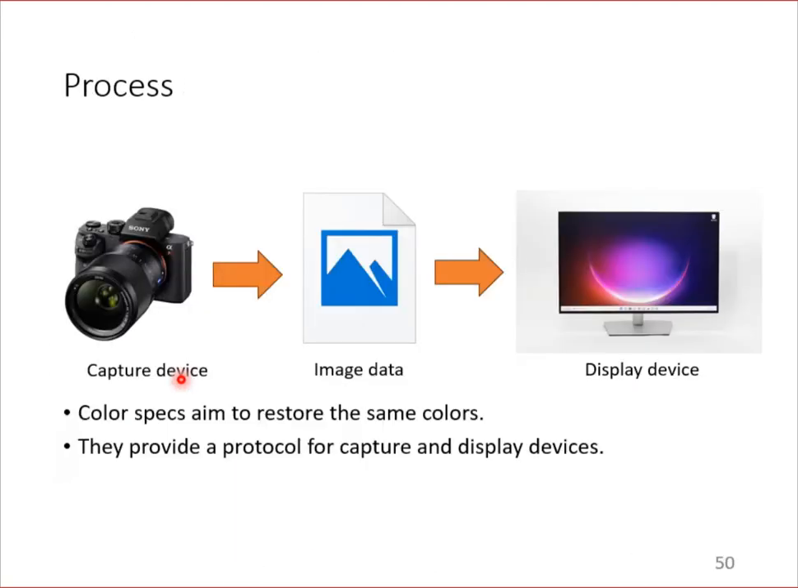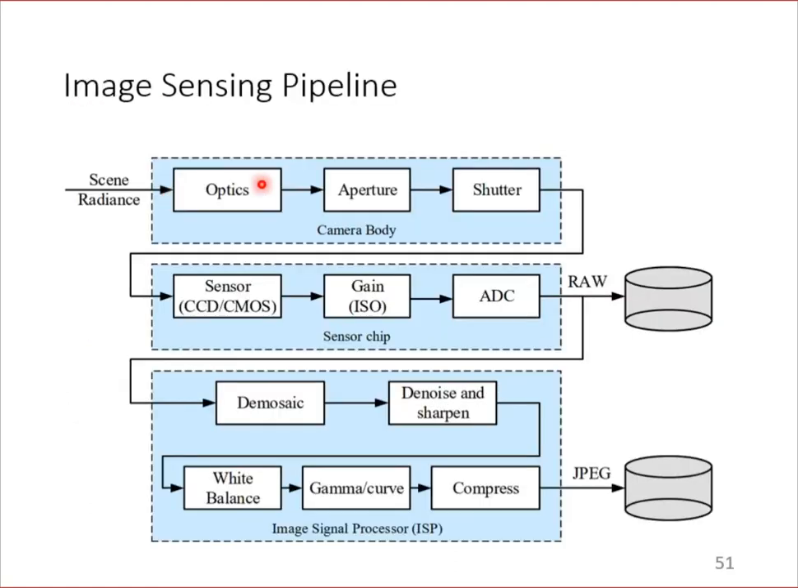However, the whole process is complicated. It consists of several steps. You can find this figure in your textbook. It starts from here, this is the real world. Through our optical system, through the aperture and shutter, so this is the camera part. Then the light will be projected on sensors. It can be a CCD sensor or a CMOS sensor.